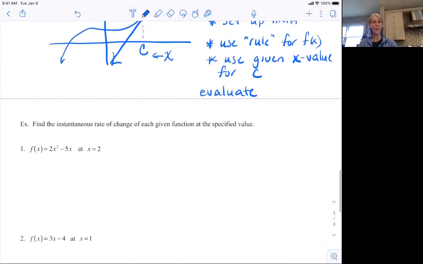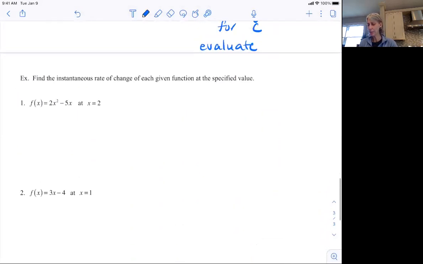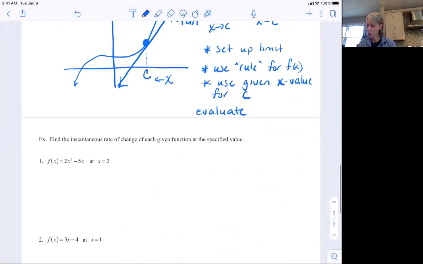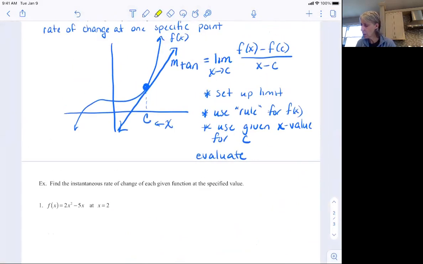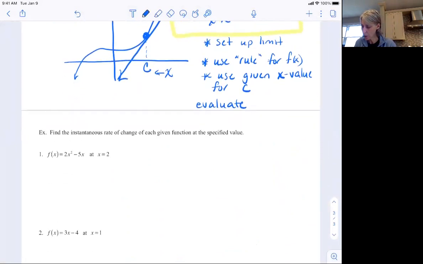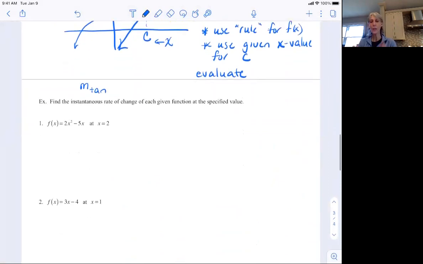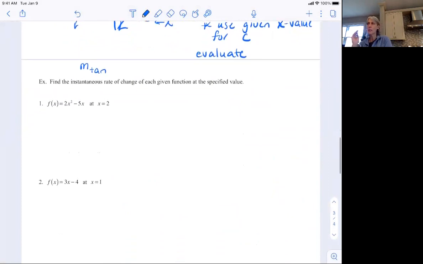So in these next couple of examples, we're just going to real quickly use our formula we just established. We're going to set up each limit, and we're going to find the instantaneous rate of change, or the slope of the tangent line, at each of the specified values. We don't need to make a picture. If you want to, you can to help you, but there's no picture involved. We're just going to set up the limit and evaluate it.